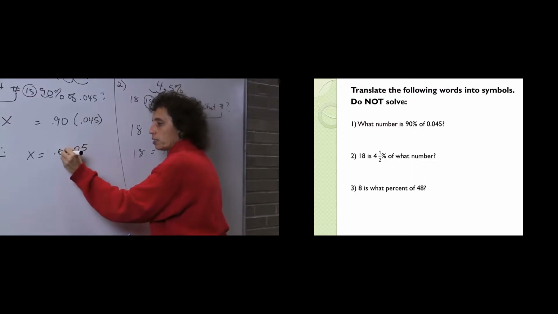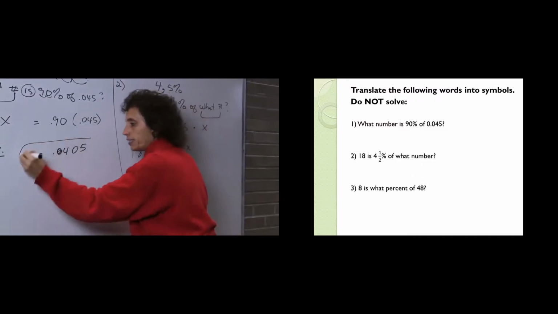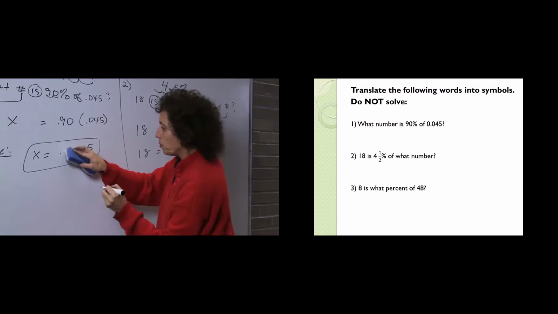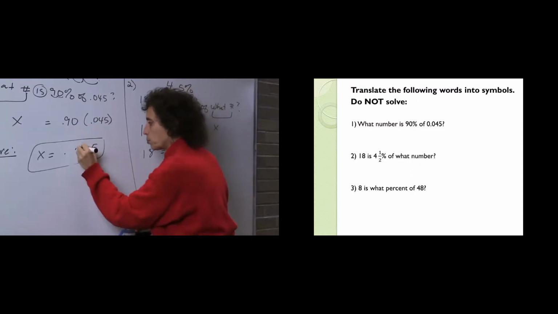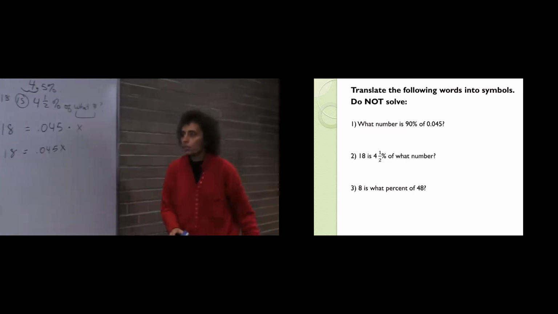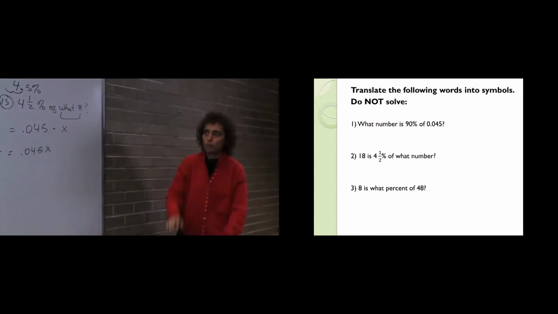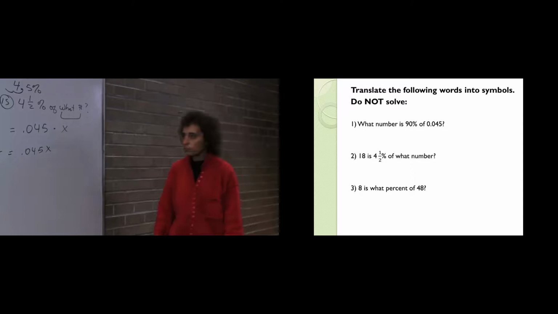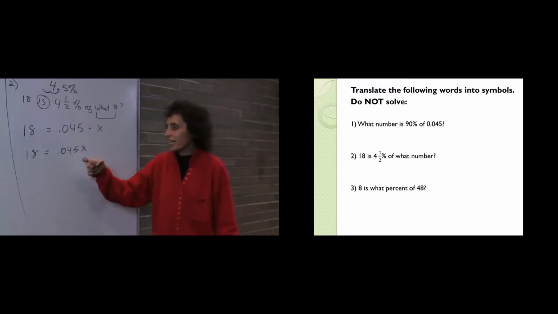0.0405. No, I didn't do that in my head. I did cheat, because I've done this problem already. But at this point, you should know how to multiply. If you have a problem getting that, let me know, or let your instructor know, and we'll come over and help you. Okay, so that's the answer for that problem. Now, let's take a look at this problem.